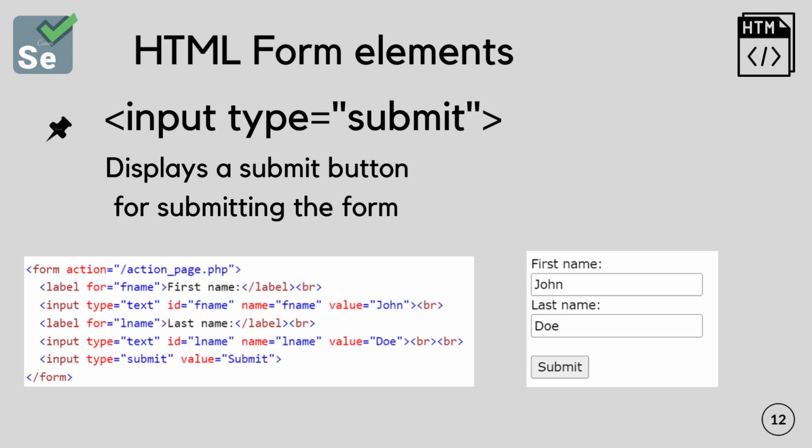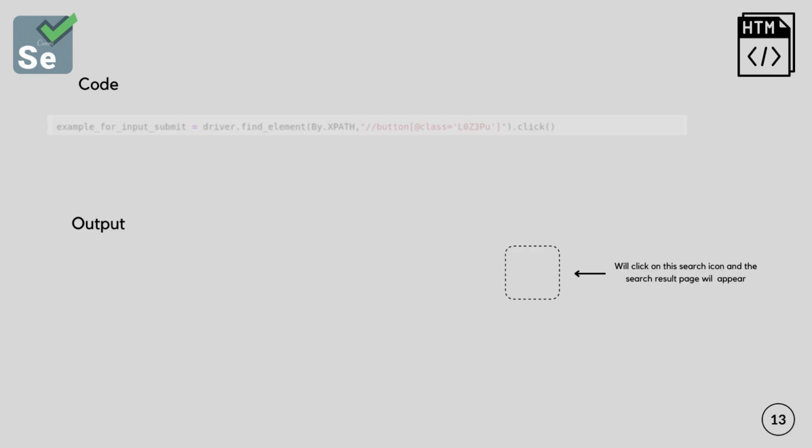The next input type is submit. It displays a submit button for submitting the form. We can see in the first figure that initially the input type has been mentioned as text. Hence the corresponding we get two input boxes. And in the last line the input type is mentioned as submit. Hence a submit button is displayed in the output at the end. While clicking on the submit button, the form is submitted.